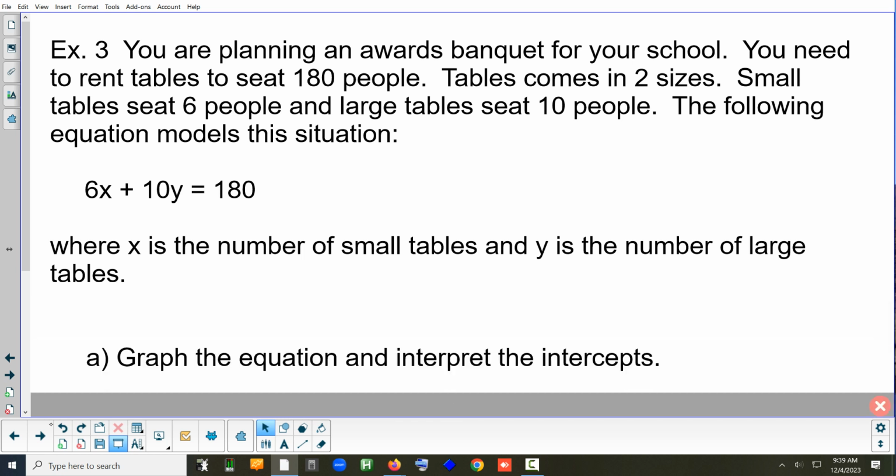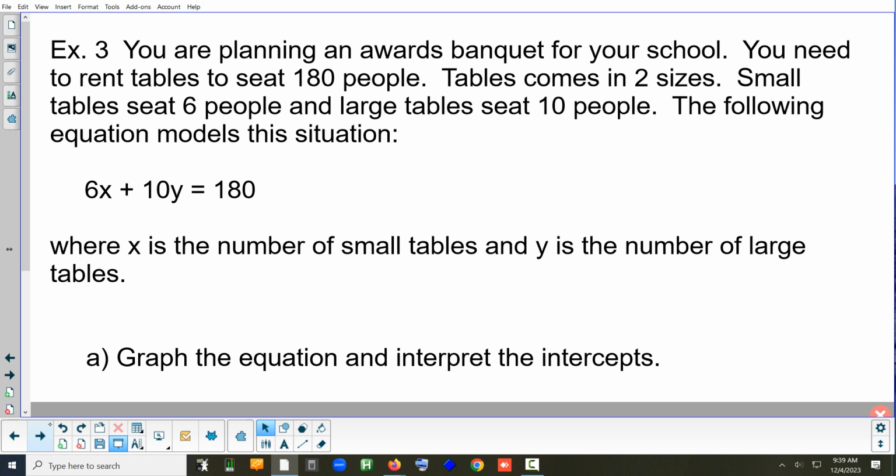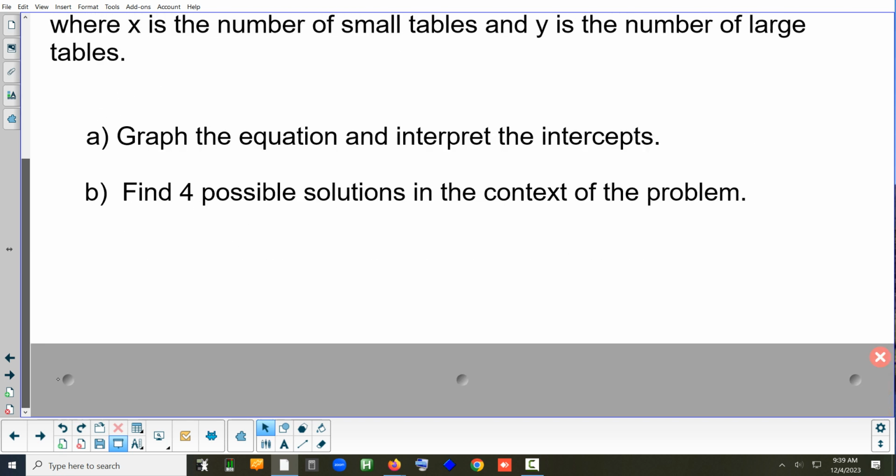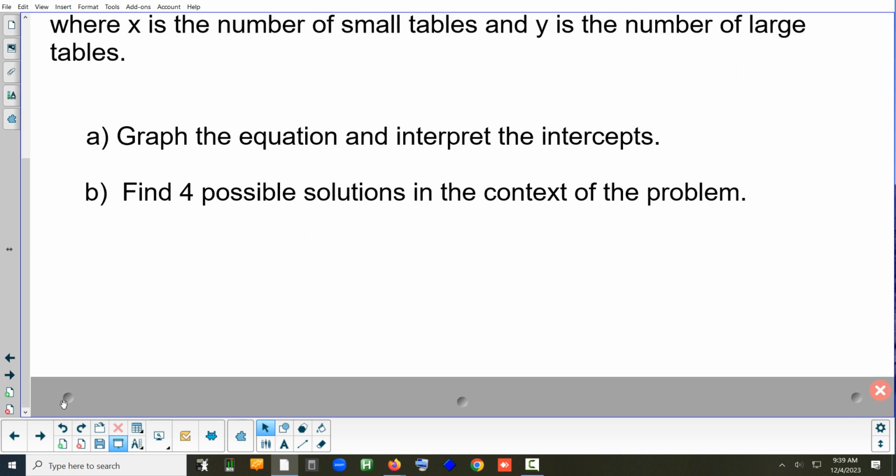All right, so the first thing it says is to graph the equation and label the intercepts. So really, this is the same as the last problem. We're just going to do that together. Once we graph it, then they want us to write down 4 possible solutions to the problem. A solution would be you tell me how many large tables and how many small tables I need to fit 180 people. There are lots of different answers. They want 4.